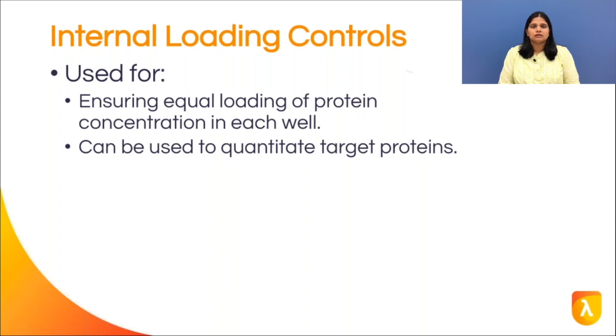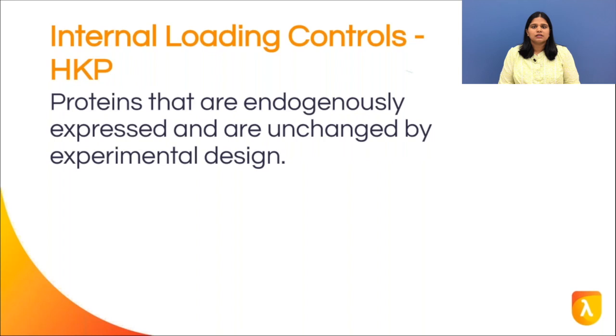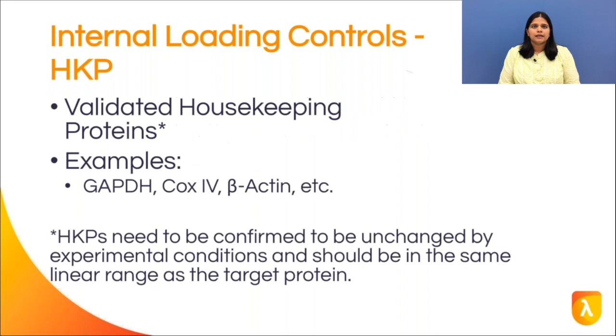target proteins. Housekeeping proteins are proteins that are endogenously expressed and are unchanged by experimental design. Examples include GAPDH, COX-4, and beta-actin. HKPs need to be confirmed to be unchanged by experimental conditions and should be in the same linear range as a target protein.